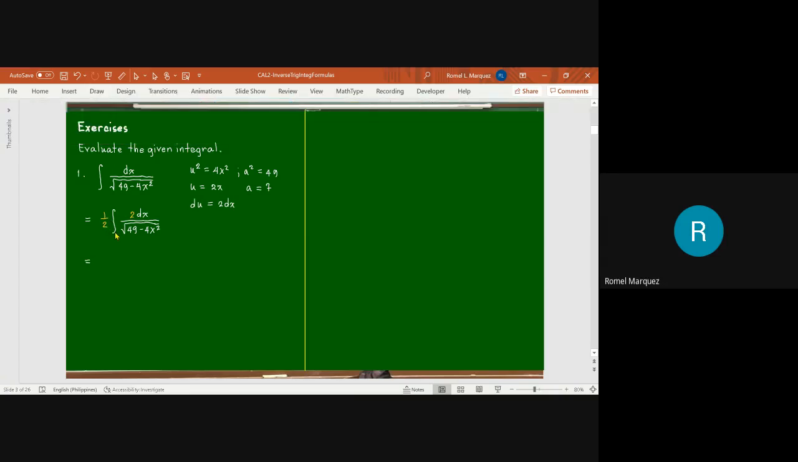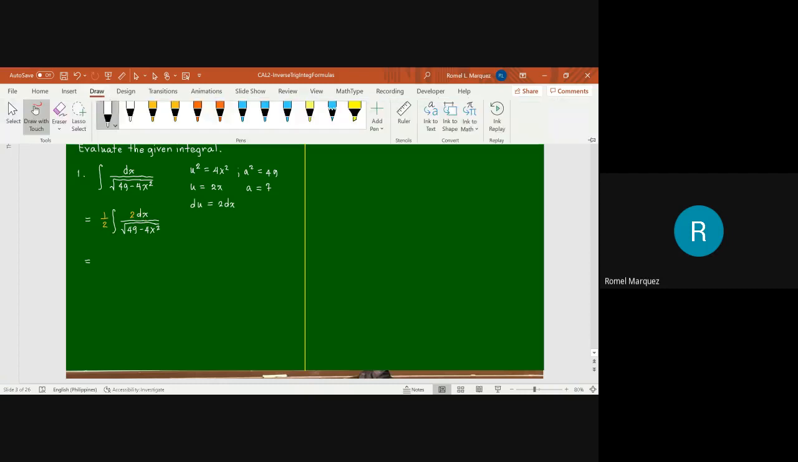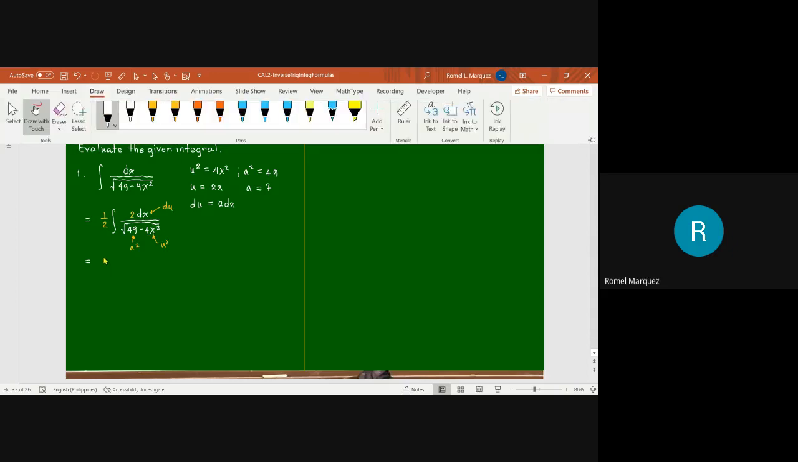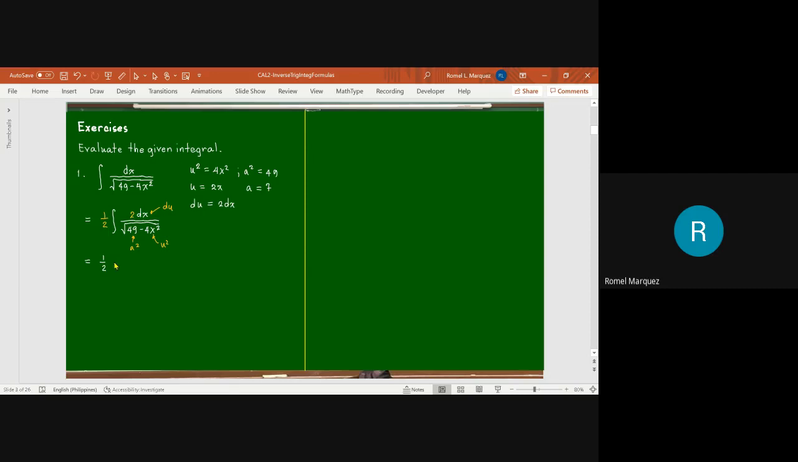So let's now read. It is 1/2 integral of du. What is the numerator? The numerator is du. What is this? A squared. And this is u squared. Since this takes the form of the integral of du over the square root of a squared minus u squared, what is the answer, guys? It is equal to 1/2 times inverse sine.